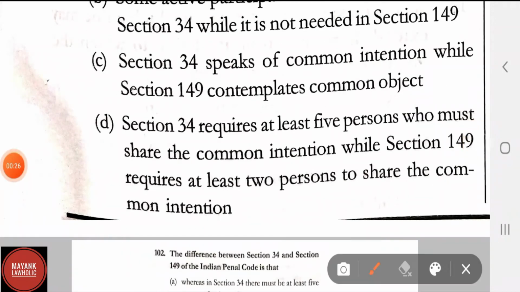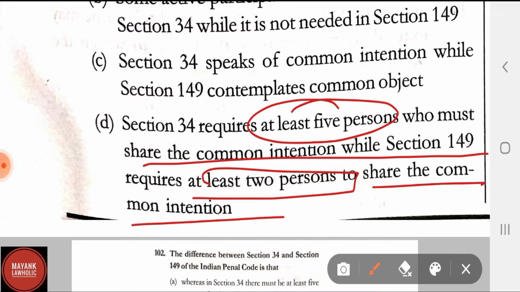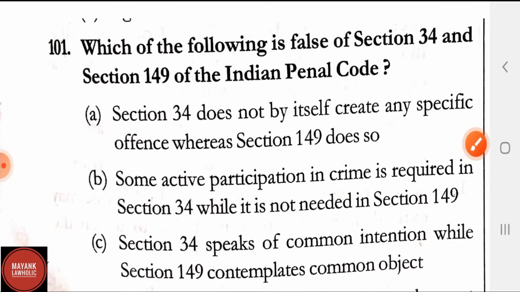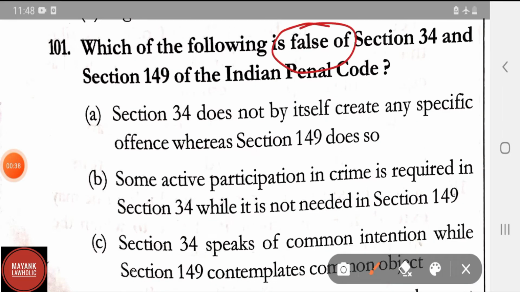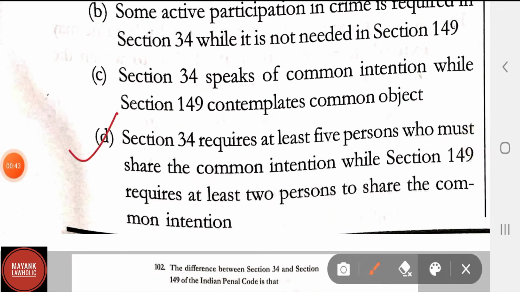D. Section 34 requires at least 5 persons who must share the common intention while section 149 requires at least 2 persons to share the common intention. In this question, it has been asked which of the following is false of section 34 and 149. So the statement D is false, therefore the correct answer.